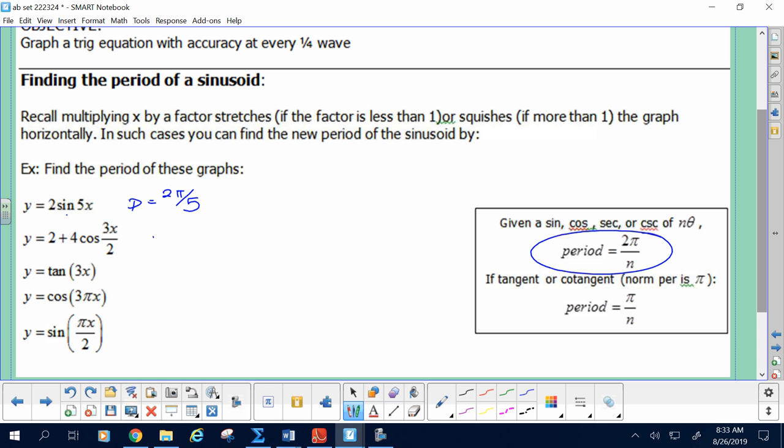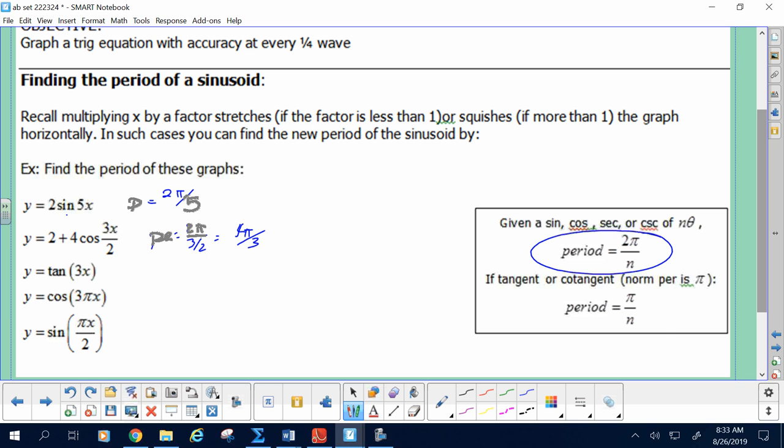2 pi over 5. Wonderful. In this case, the period is 2 pi divided by what? 3 halves, and when you multiply that, what do you get? 4 pi over 3.